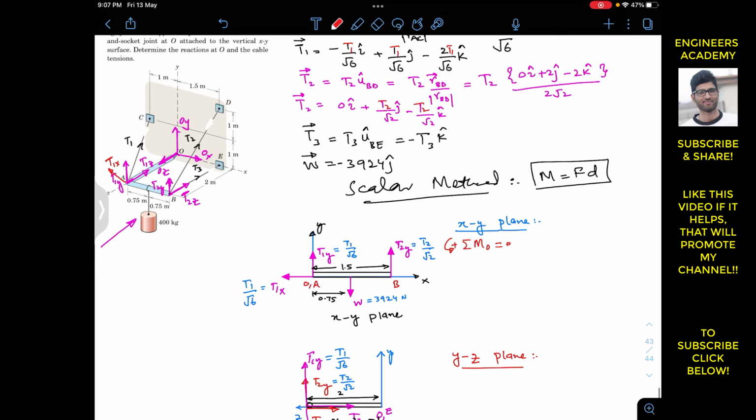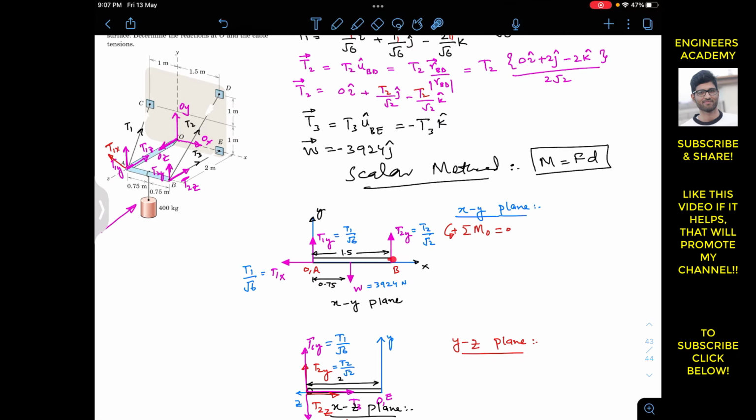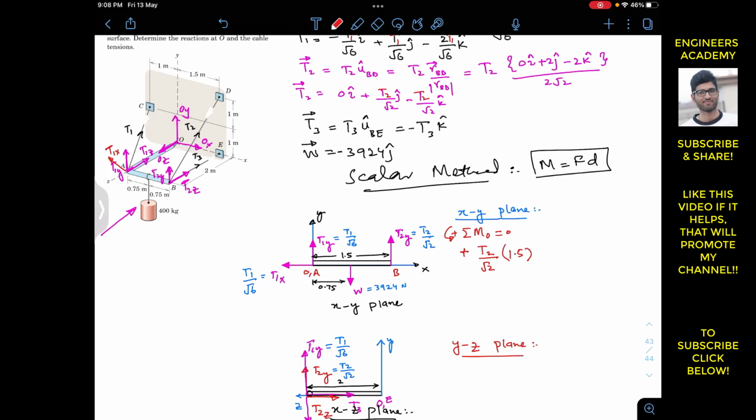Now if we apply the summation of moment about point O, as we can see this T2y is producing the counterclockwise moment. So I will write plus T2y, and T2y magnitude is T2 divided by square root 2. And this weight is producing the clockwise moment about point O. We have to multiply this T2y with its moment arm, its perpendicular distance from that point O. So the perpendicular distance of T2y from point O is 1.5, so we multiply this with 1.5.